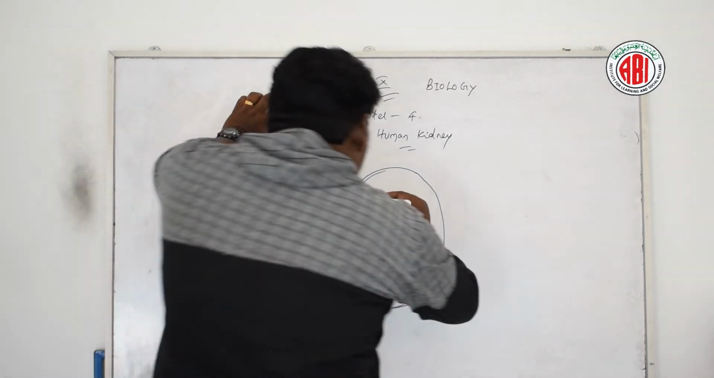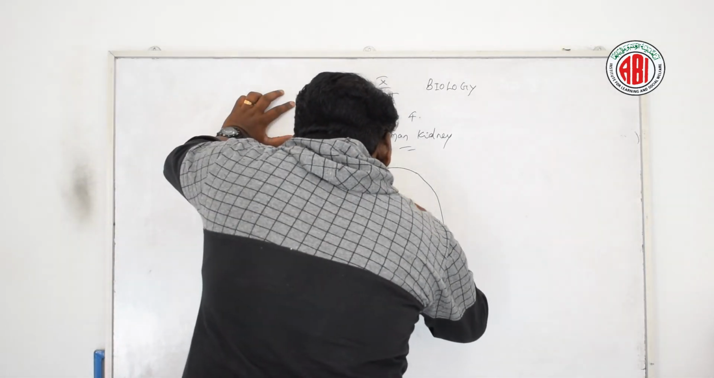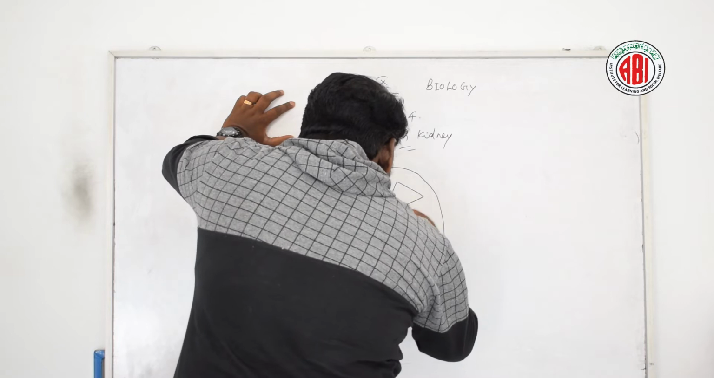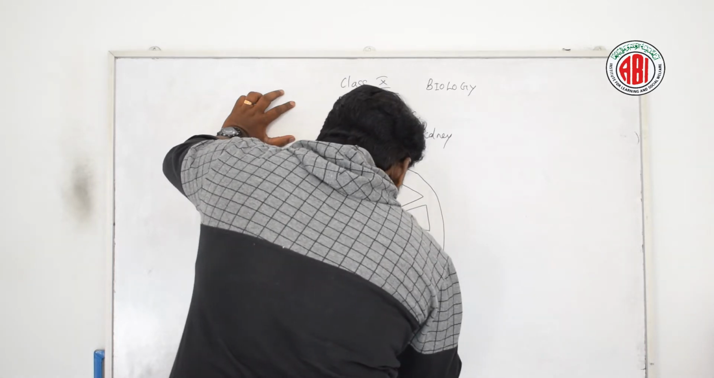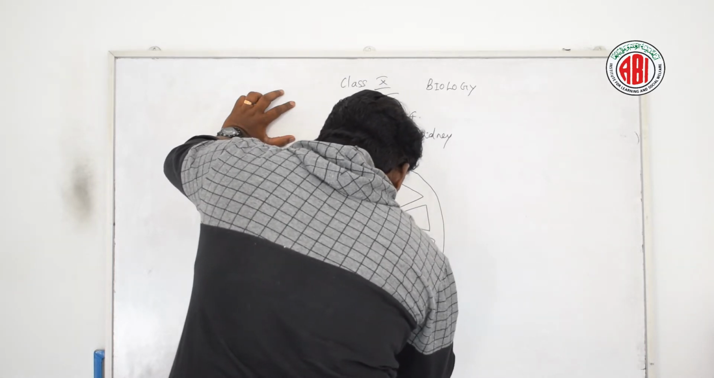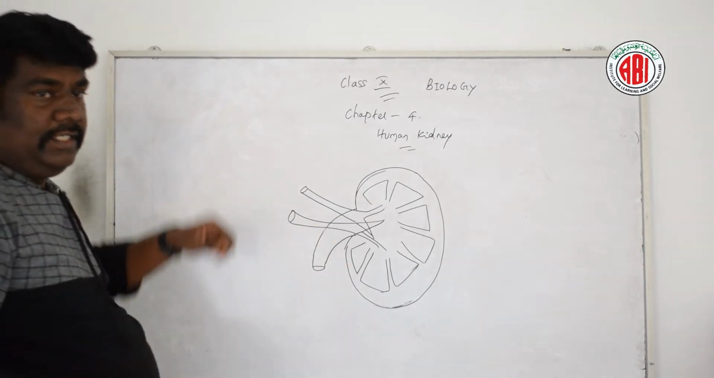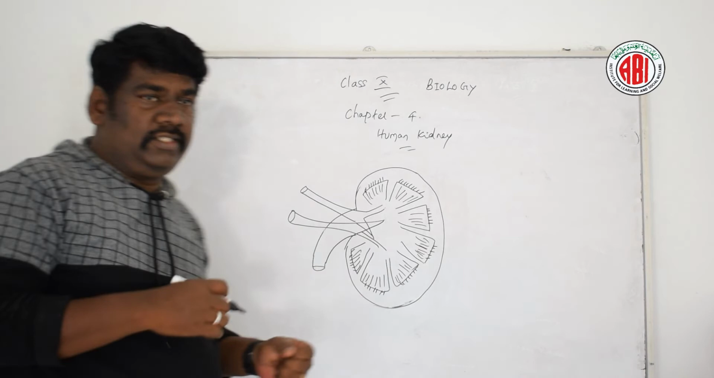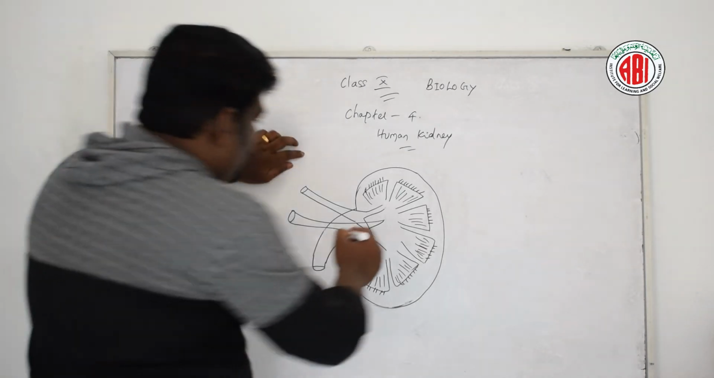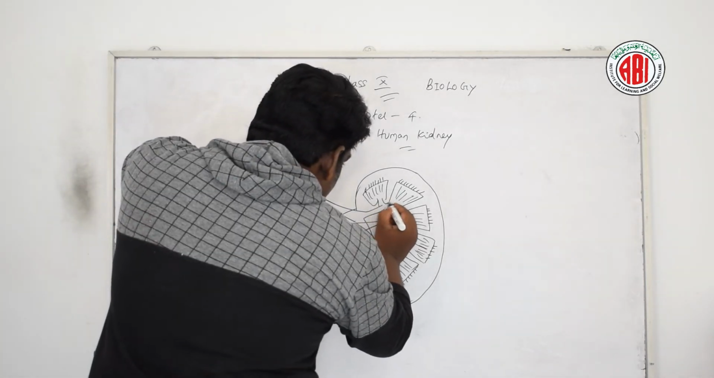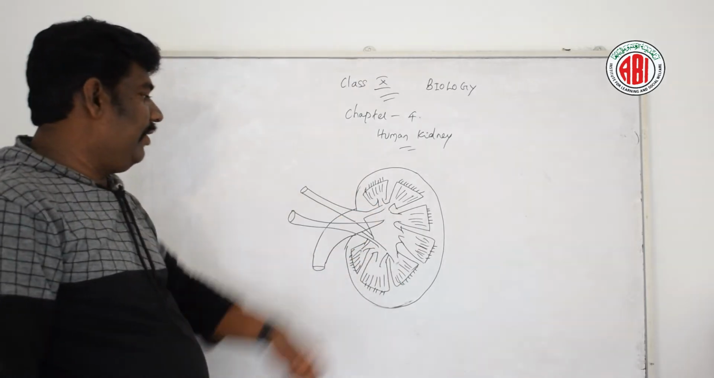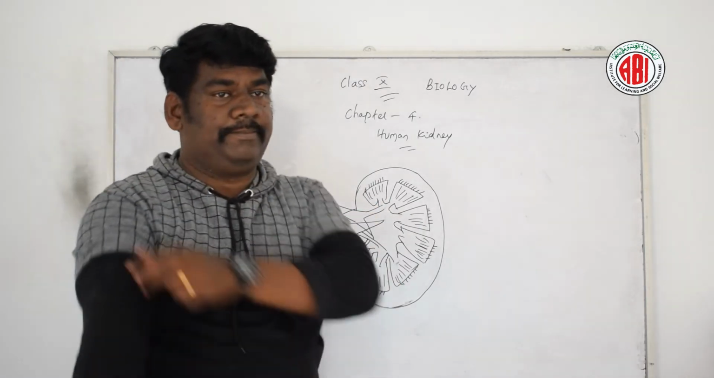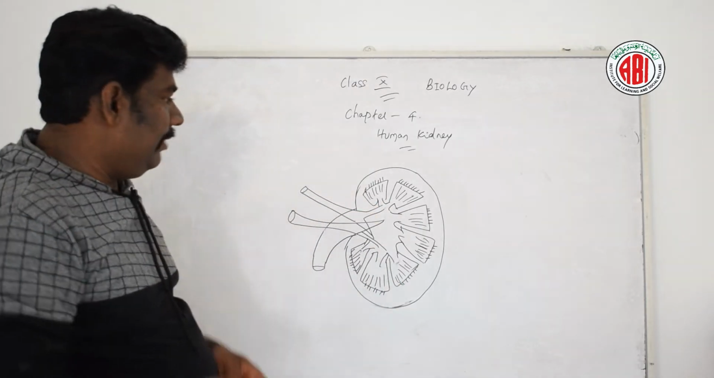And here we are going to show some pyramid-like structures, triangle shape. Internally it is looking like a triangle shape, looking inwards, right? All these triangle-shaped structures are ending with a small pipe. Every part is ending with a small pipe. Now let us label the parts.